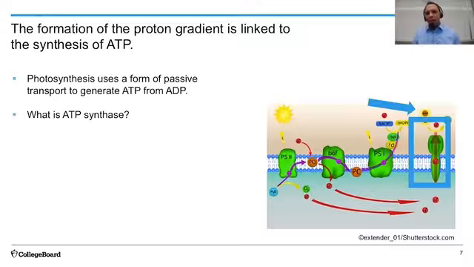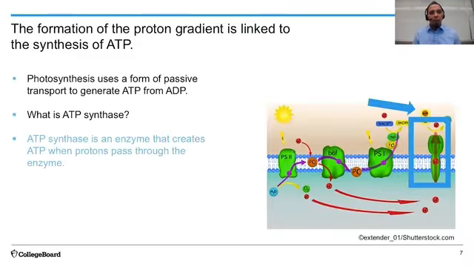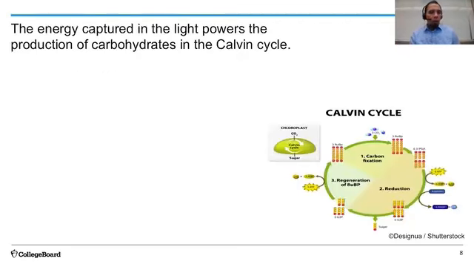And so what is ATP synthase? We know it's an enzyme because it ends in -ase, right? So synthase, it's going to synthesize. So ATP synthase is an enzyme that creates ATP when those protons pass through the enzyme. So again, if you look at that picture there, those H+ are going to pass through and produce some ATP.